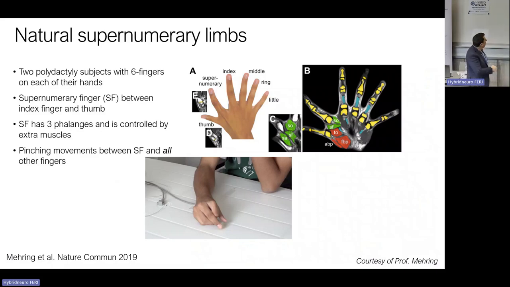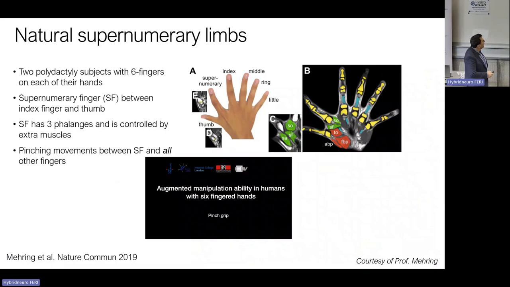So in this study, which is a very nice reading if you have the time, they studied two of these individuals from a number of perspectives, from the fMRI perspective, from the anatomical perspective, and so on. Here you can see an image of the bone structure and muscle. And actually, to control the additional finger, they have additional muscles. So they have specific muscles that control those extra fingers. So the brain has to control something else with respect to other individuals with five fingers.